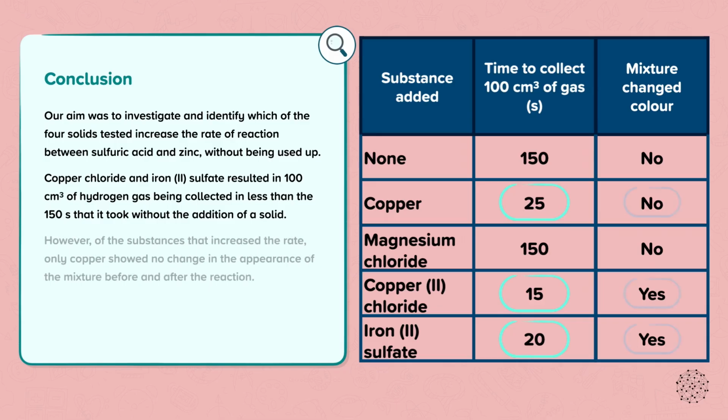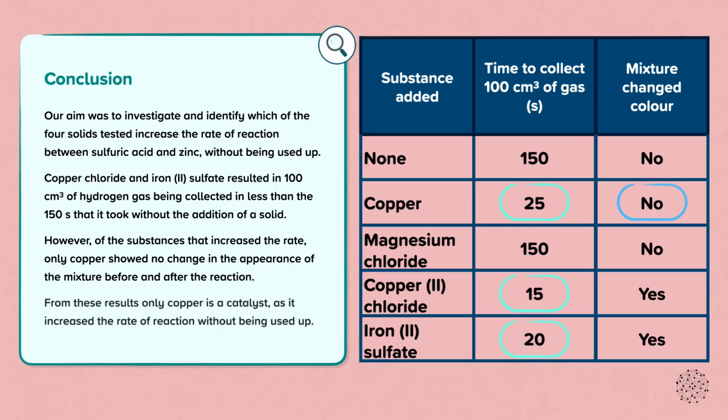However, of the substances that increased the rate, only copper showed no change in the appearance of the mixture before and after the reaction. From these results, only copper is a catalyst, as it increased the rate of reaction without being used up.